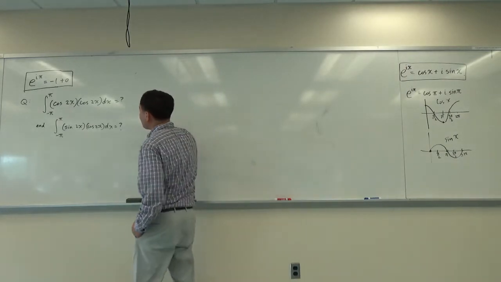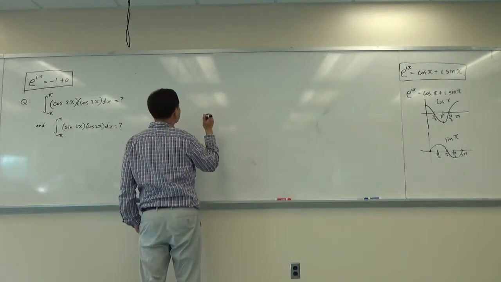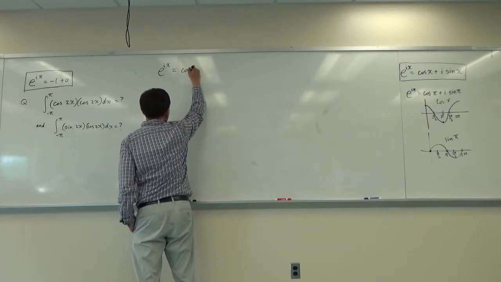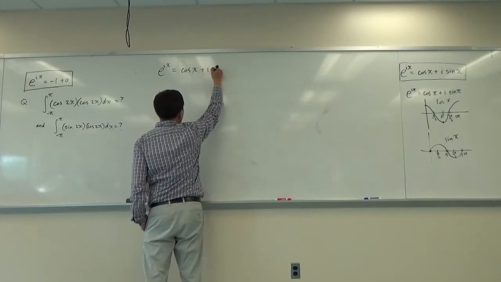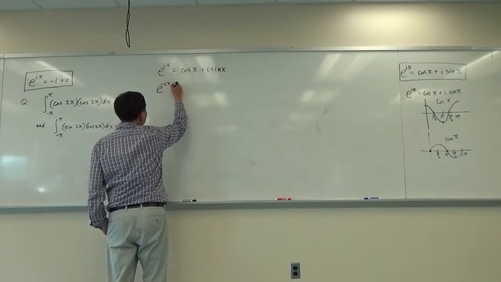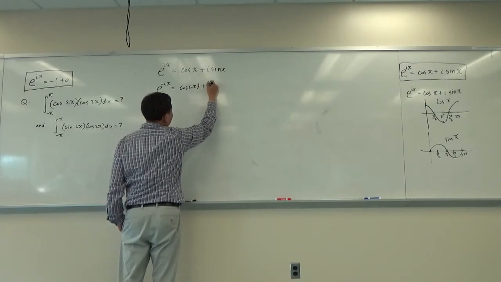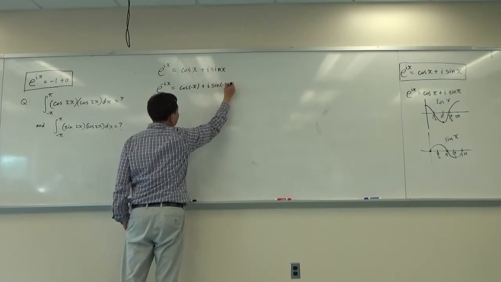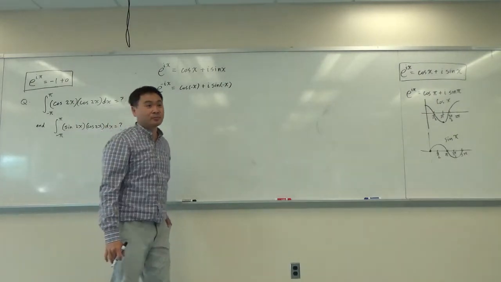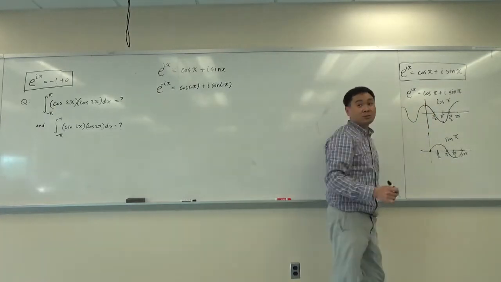So that's one I want to do, but there's one thing that you have to know, which is that if you have e to the ix equals cosine x plus i sine x, what's e to the negative ix? Well, that's cosine negative x plus i times sine negative x. What's cosine of negative x? Look at the graph. Cosine x. It's cosine of x, right?